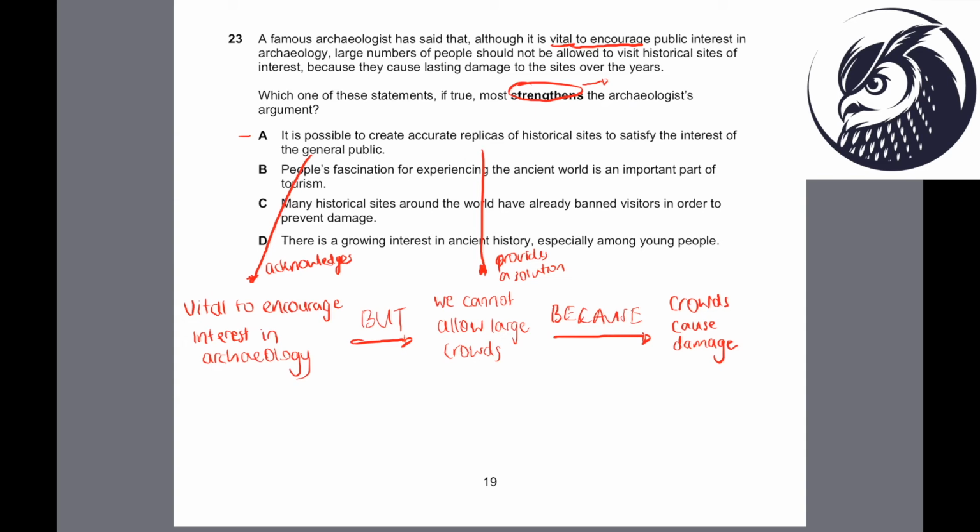Now let's have a look at some of the other options, okay? So option B says, people's fascination for experiencing the ancient world is an important part of tourism. Okay. So option B is saying that, yeah, we need people to be interested and fascinated about archaeology because it's a part of tourism. So it's kind of acknowledging this first part here, but it doesn't really talk about not allowing large crowds.